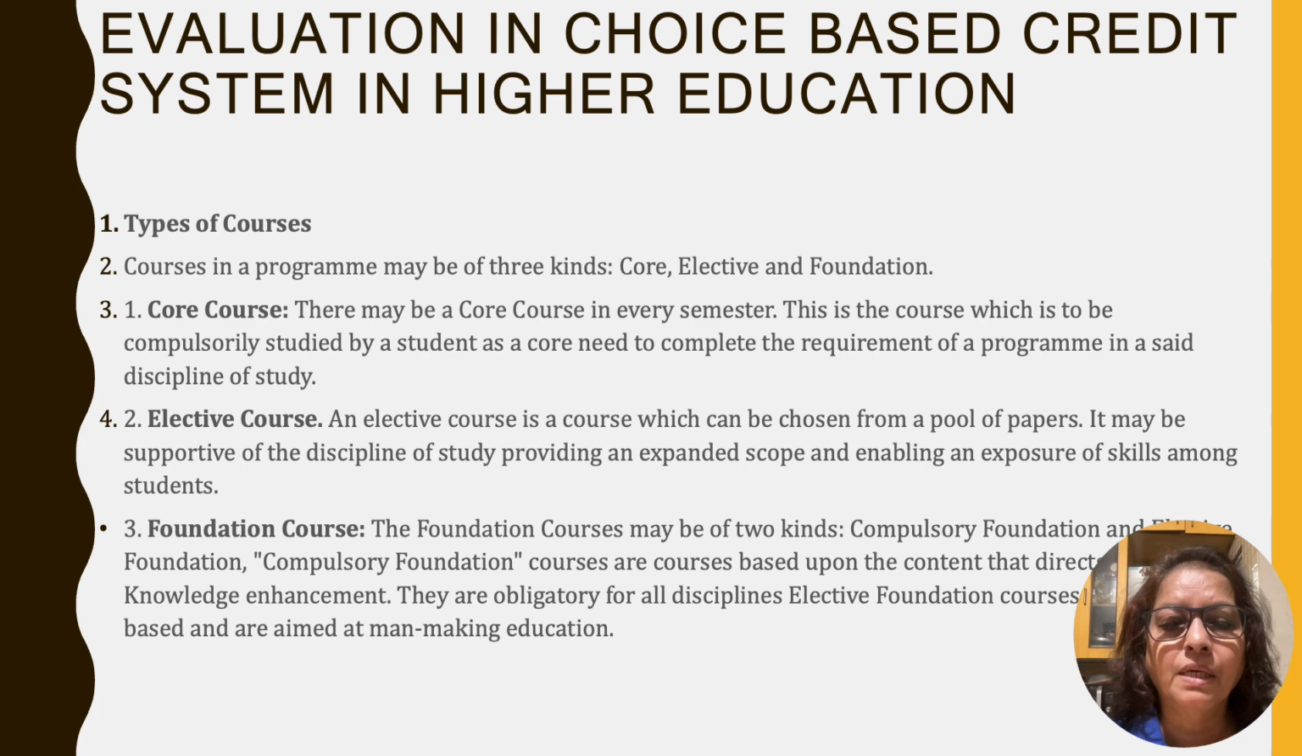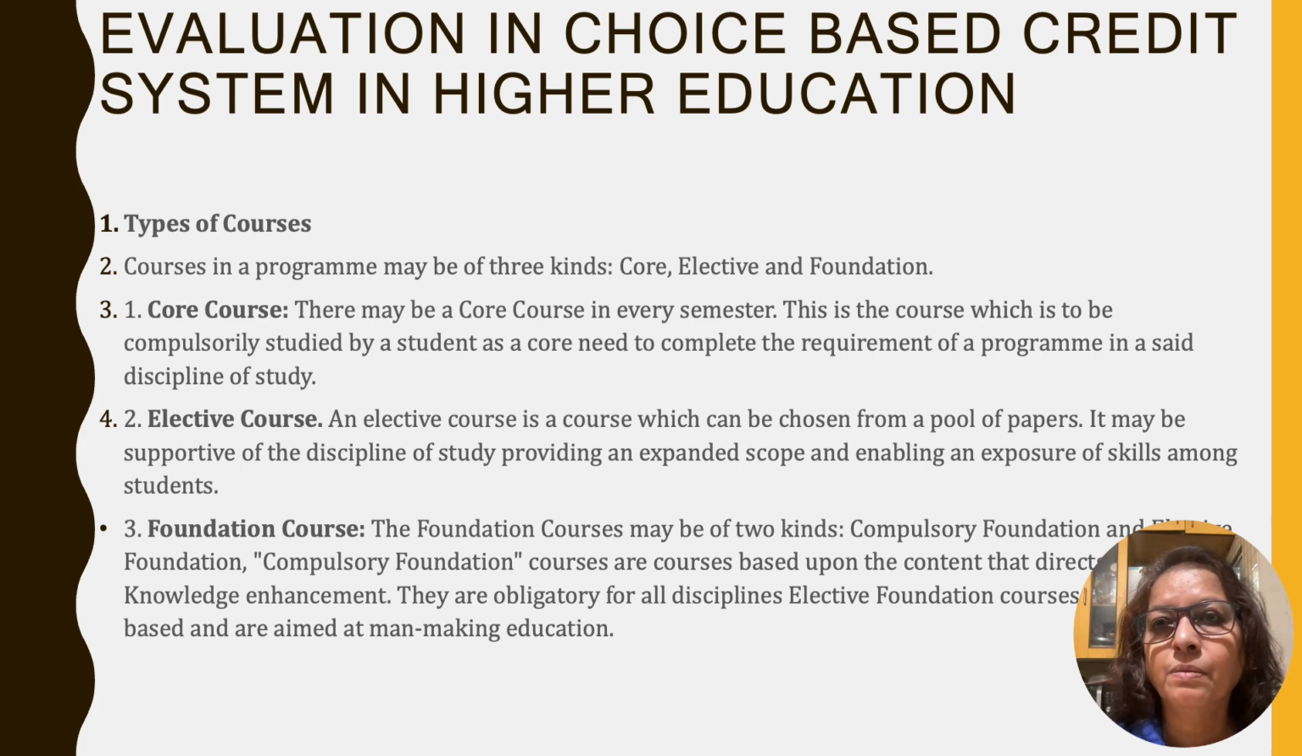Now we come to the last part, evaluation in choice-based credit system, CBCS. So in CBCS we have two types of courses. We have the core course like basic accounting, statistics, organizational behavior, or basic subjects which everybody learns before they take up specialization. Then you have the elective course. From a pool of papers, you take the specialization.